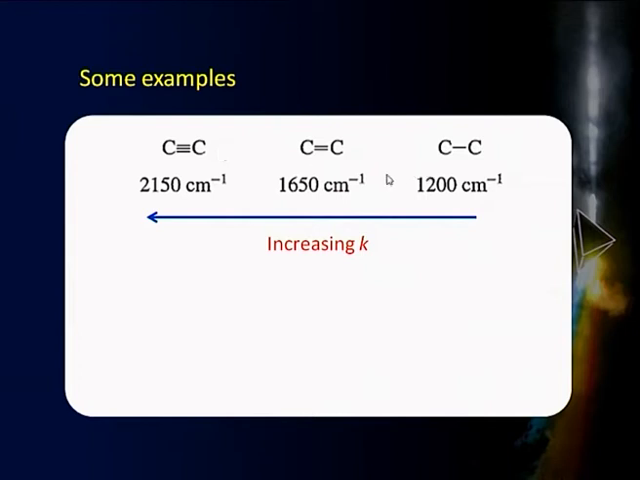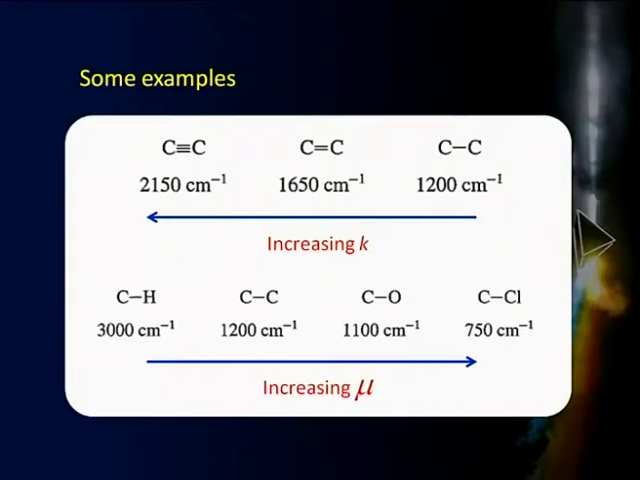We know that a double bond is stronger than a single bond, and a triple bond is stronger than a double bond. Accordingly, what you find is that the oscillation frequencies are in increasing order: 1200 for the CC single bond, 1650 for the double bond, and 2150 for the triple bond. That means as k is increasing, in all three cases mu happens to be the same, because the two atoms are identical in all the cases. So in this example, as the strength of the bond increases, so does the vibrational frequency. Let us take the second case.